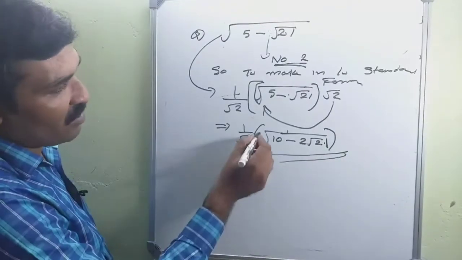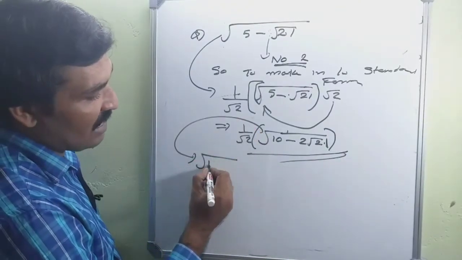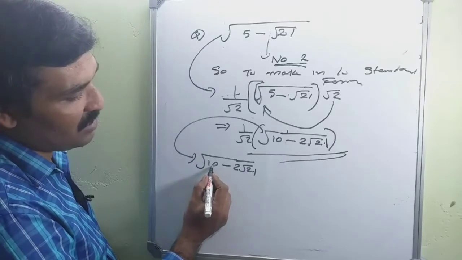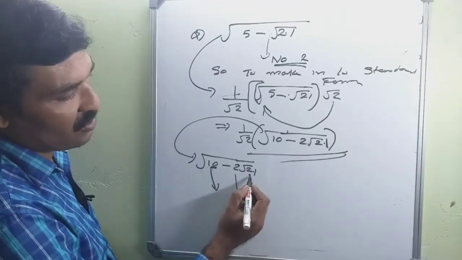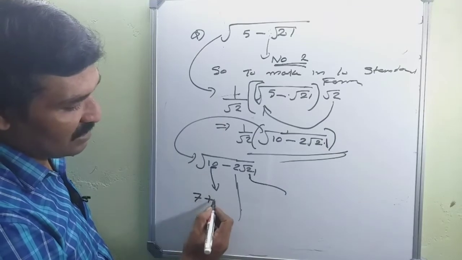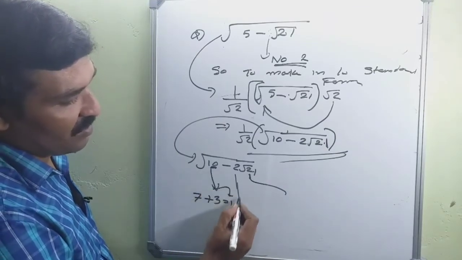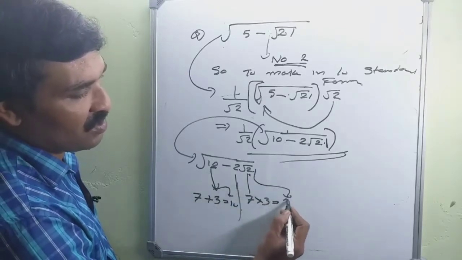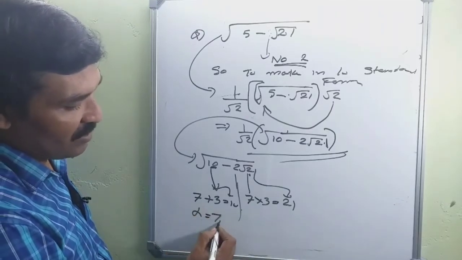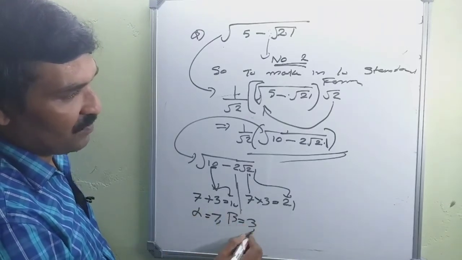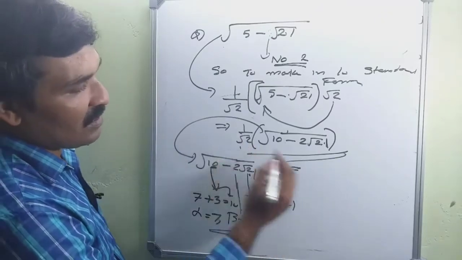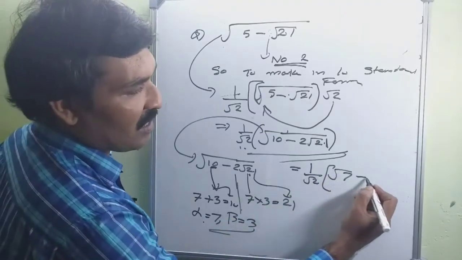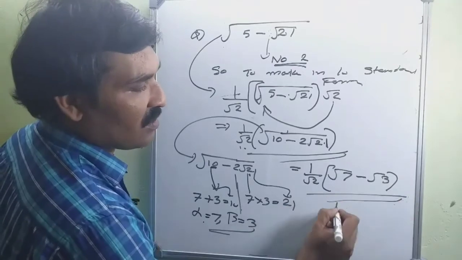Now we want to find the square root of this, root of 10 minus 2 root 21. So select two numbers so that the sum is 10 and the product is 21. 7 plus 3 is equal to 10, and 7 into 3 is equal to 21. So alpha is equal to 7 and beta is equal to 3. So the square root of this is equal to 1 by root 2 into root of 7 minus root of 3. This is our answer.